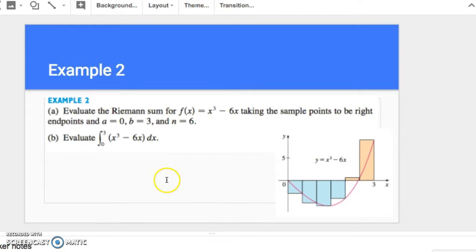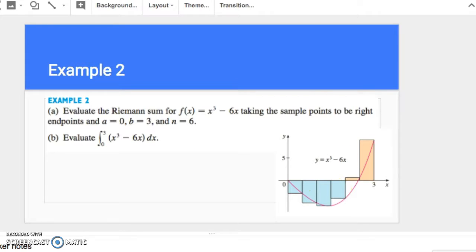from 0 to 3. We can see that a lot of the rectangles are below the x-axis, and these are going to give us negative area. And then the rectangles above the x-axis are going to give us positive area. So if we add these together, it looks like we're going to get a negative value. And that's just telling us where the majority of the curve is. The majority of it is below the x-axis.